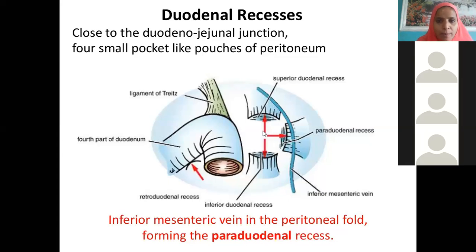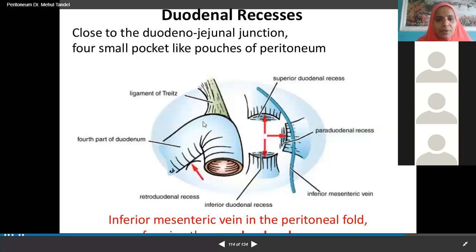Okay. So above the duodenojejunal flexure, you have the superior duodenal recess. Below this we have inferior. On either side always we use the word paraduodenal recess. Para. Okay. Then retro means behind the duodenum. Behind the fourth part of the duodenum also we have one pocket where free space is available. You call it retroduodenal recess.